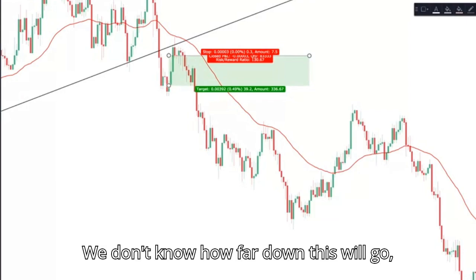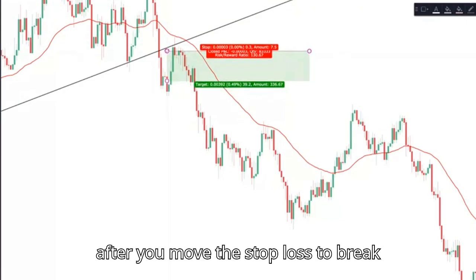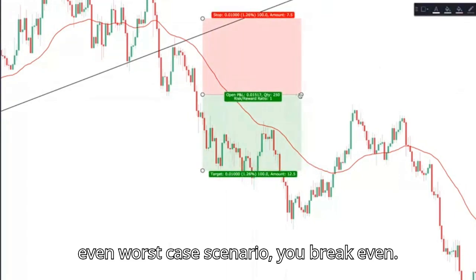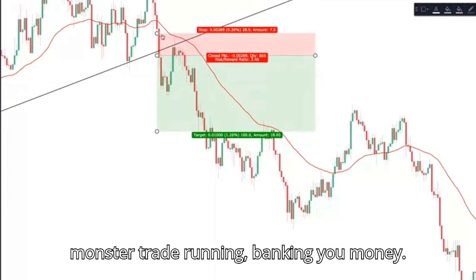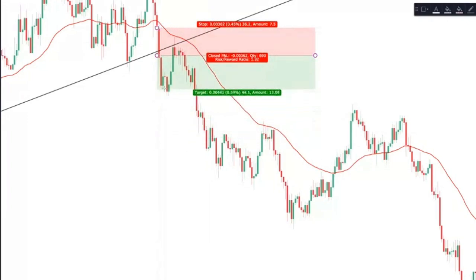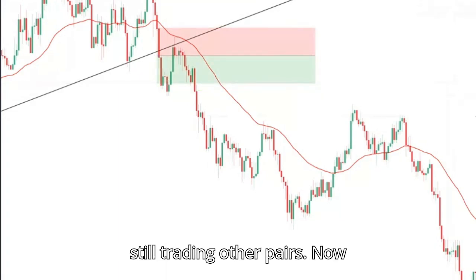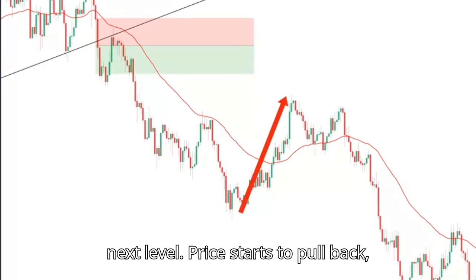We don't know how far down this will go, but since your position is risk-free, after you move the stop loss to break even, worst case scenario, you break even. Best case scenario, you have this one monster trade running, banking you money. And remember, in the meantime, you are still trading other pairs. Now, here is how we take this trade to the next level.